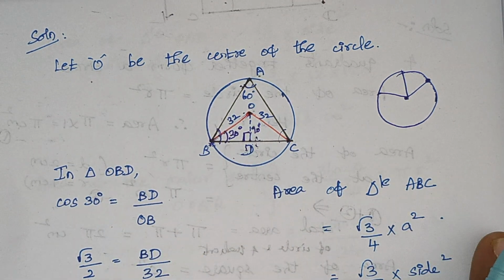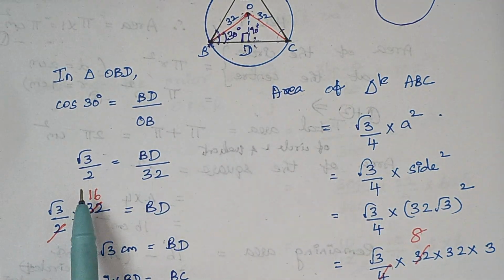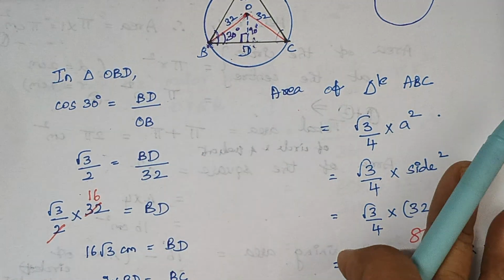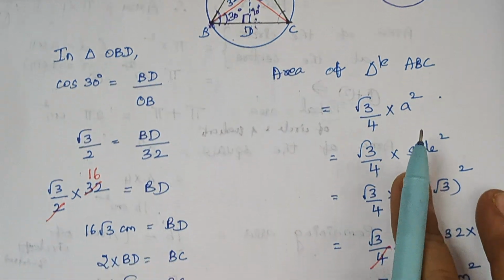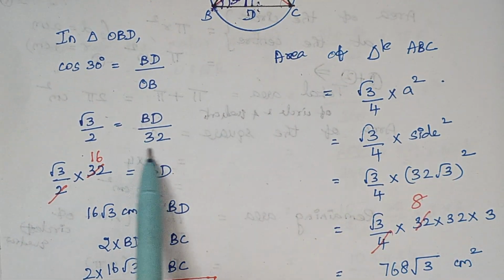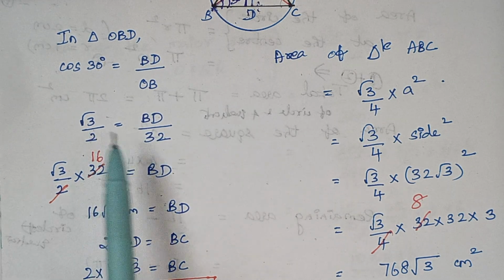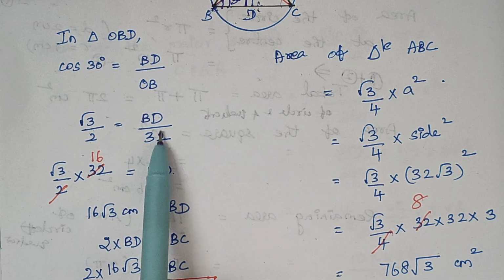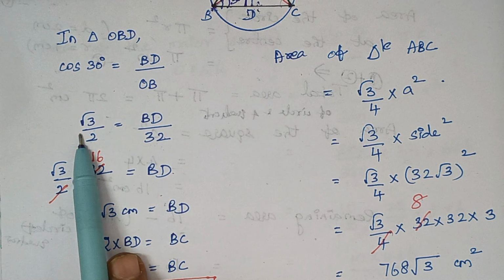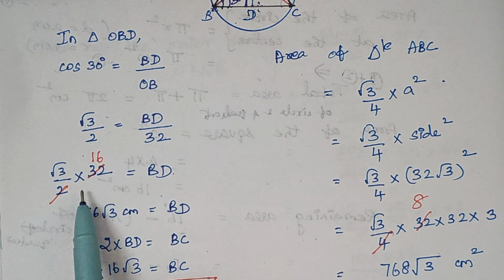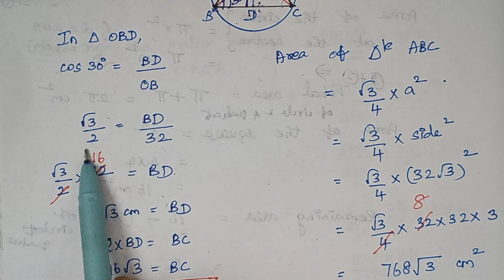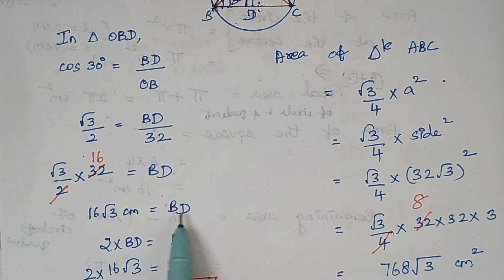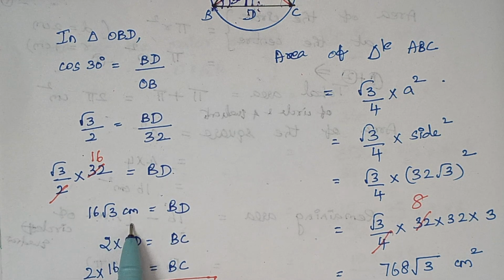What is the value of cos 30? It is root 3 by 2. And what is the value of OB? It is 32. So just substitute the values. For the value of BD, I am moving this 32 to the left hand side, where it is in the denominator. When it is moved to the right hand side, it becomes the numerator. So root 3 by 2 into 32. Again 2 and 32 cancel, and here we have 16. Therefore, the value of BD is 16 root 3.